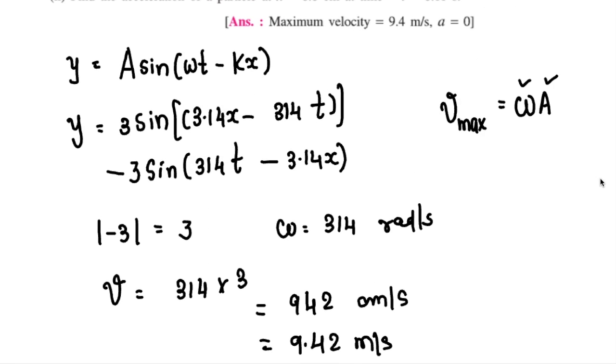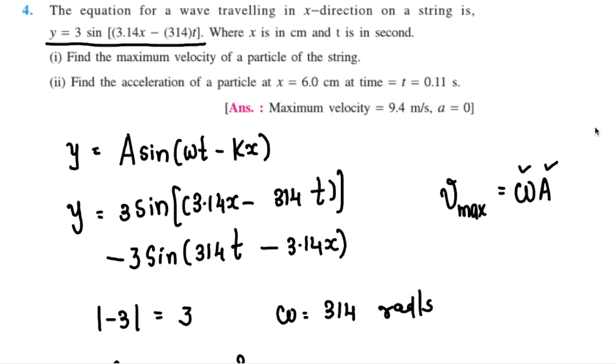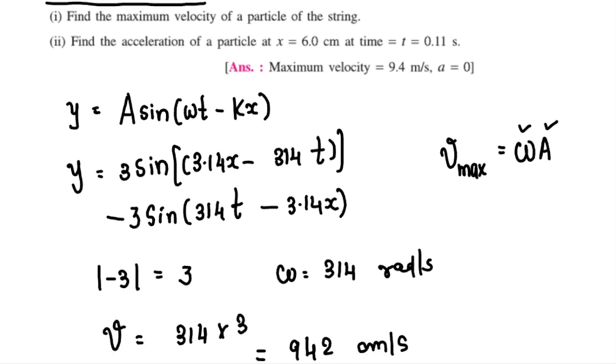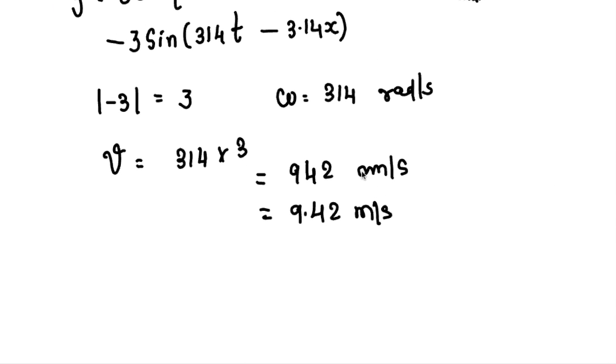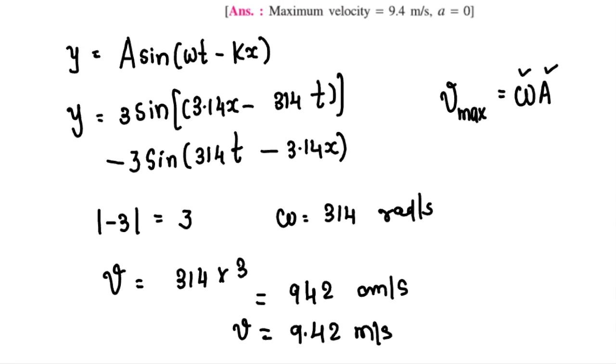Now why have I taken it as centimeter per second? Because here they have clearly given x in centimeter and t in second. So x is in centimeter and t is in second, and hence my amplitude will also be in centimeter. So my resultant velocity will be in centimeter per second, and converting it into meter per second, I'll be getting this velocity. Now the second part of the question asks you to find the acceleration.